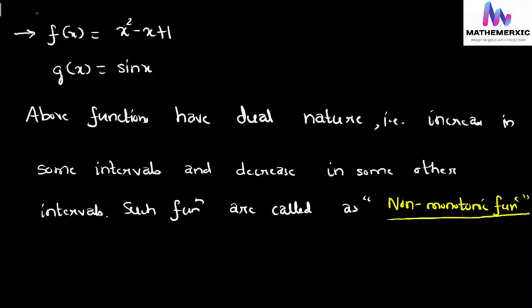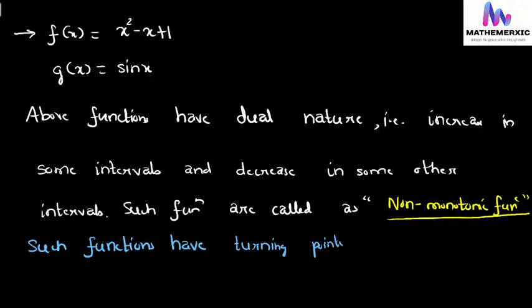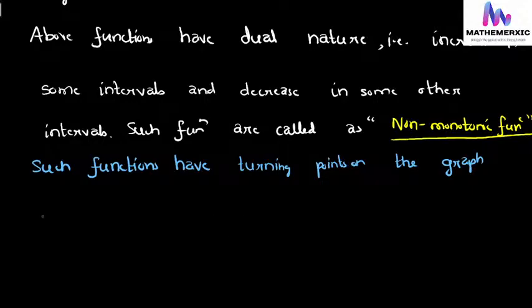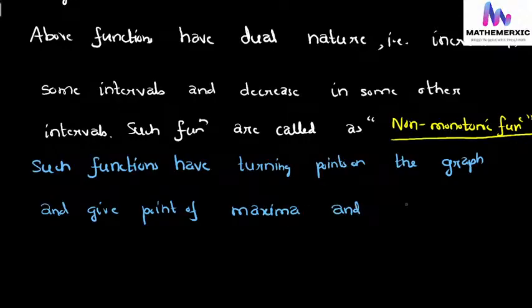Such functions have one more condition: they have turning points on the graph, and give points of maxima and minima. Obviously the minimum and the maximum point.